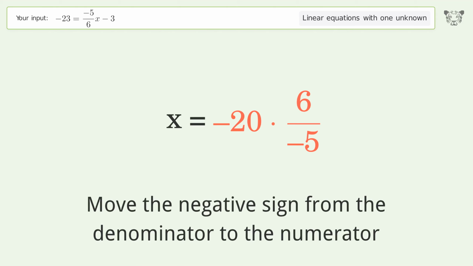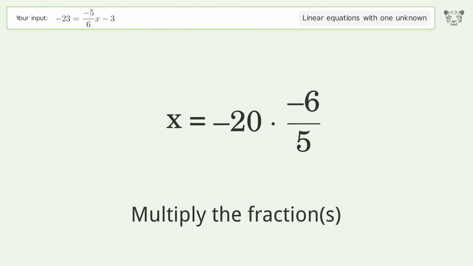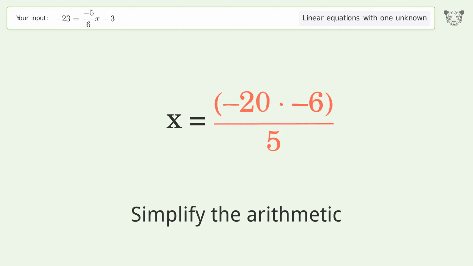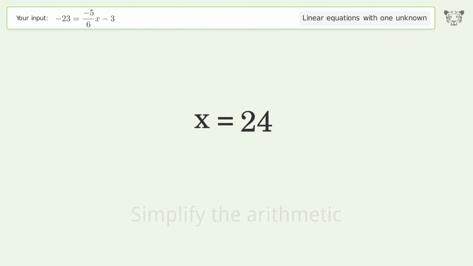Move the negative sign from the denominator to the numerator. Multiply the fractions. Simplify the arithmetic. And so the final result is x equals 24.